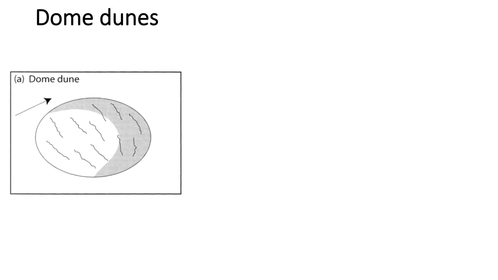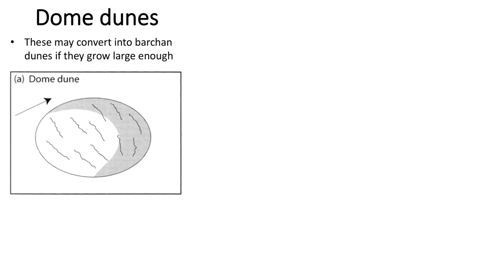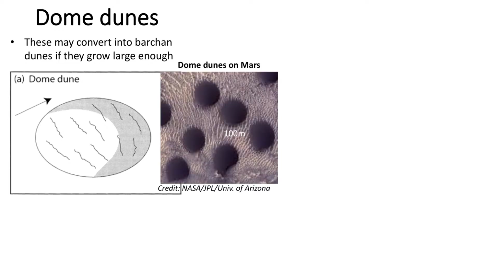And then you have dome dunes, and these might grow into Barkhan dunes if they become large enough. And these are some really cute dome dunes on Mars. They really remind me of tribbles from Star Trek. They just look adorable. It looks like you'd want to keep one as your pet. And then you can see one down here that maybe is just starting to show a sign of developing horns and turning into a Barkhan dune maybe.